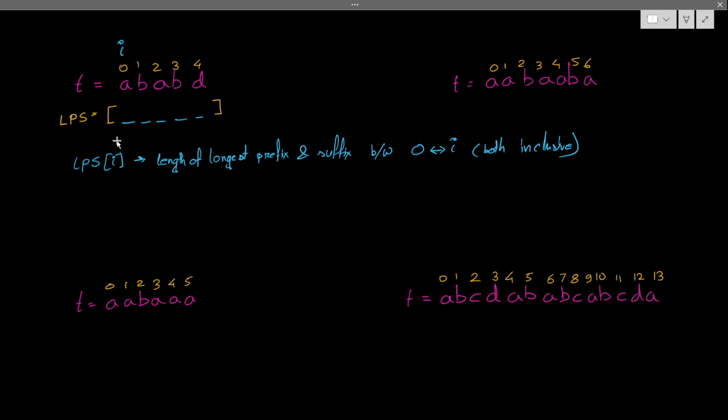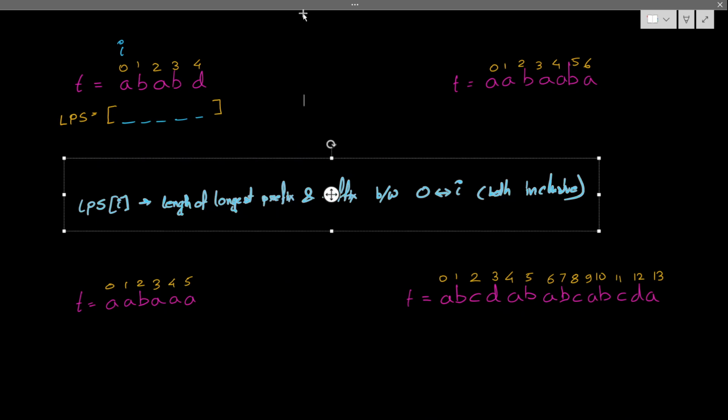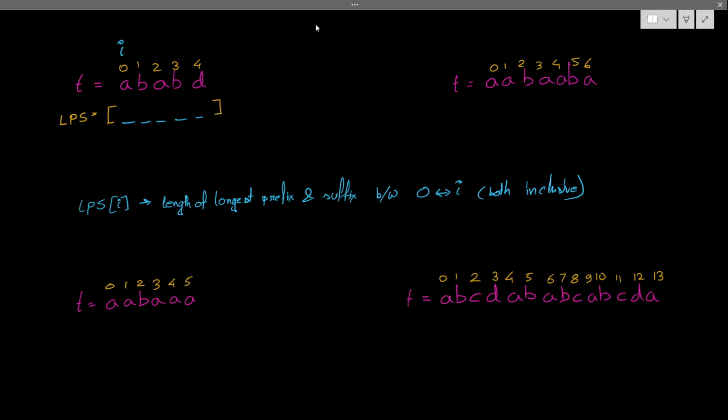So what is this in this case? First of all, my first I will be the 0th index, the first character. The string itself is not considered its prefix or suffix in this case. Sometimes we consider the entire string as a prefix or its own suffix, but here it will not be considered. So A is not considered a prefix or suffix. So LPS of 0 will always be 0.